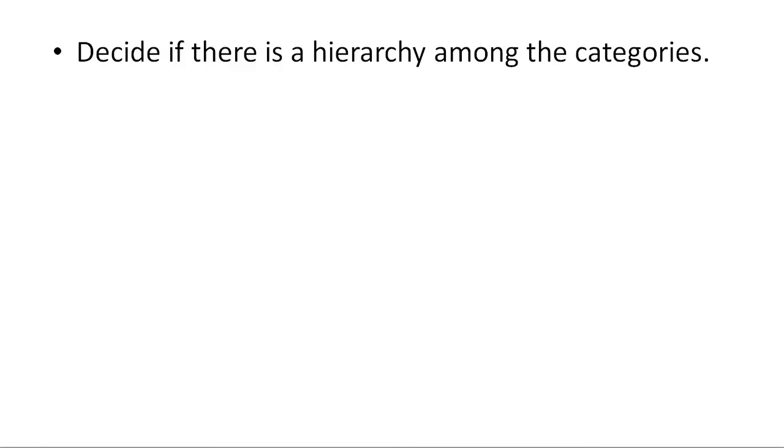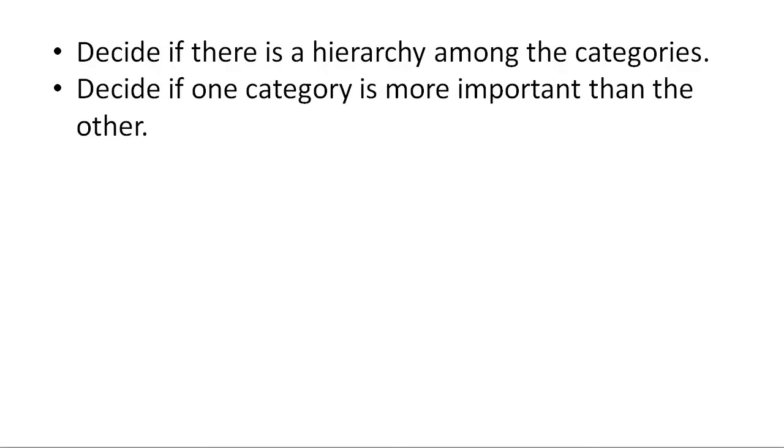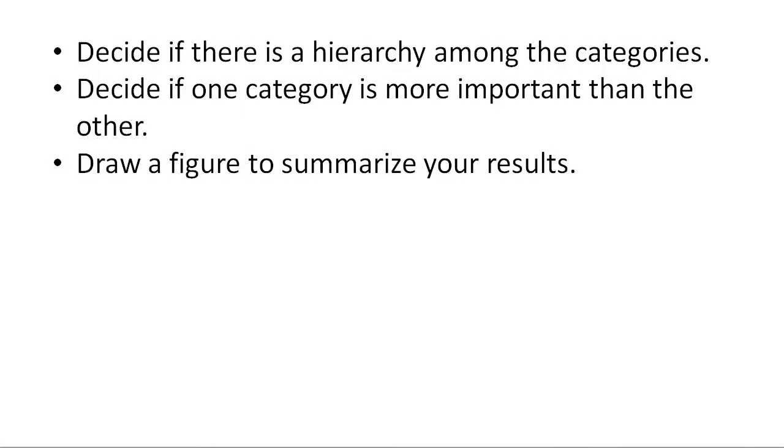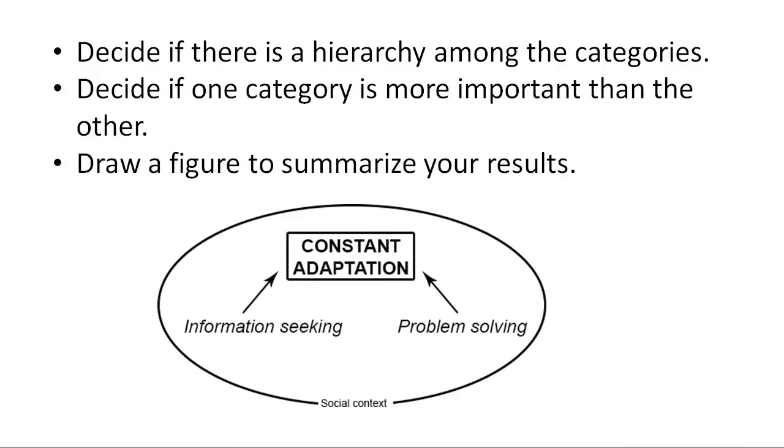Step 5. Here are some options. You could, if you want to, decide if there's a hierarchy among the categories. You could also decide if one category is more important than the others. And you could also draw a figure if you want to. Here's an example that I put together.